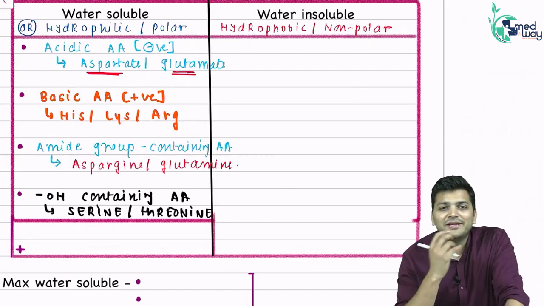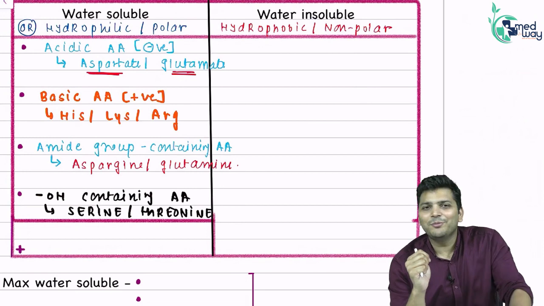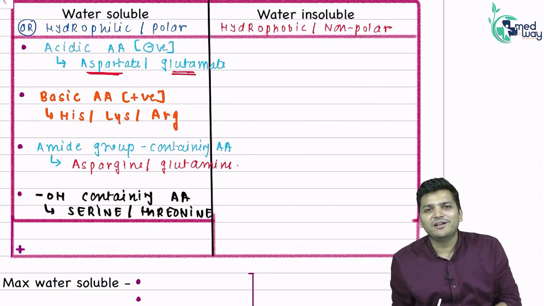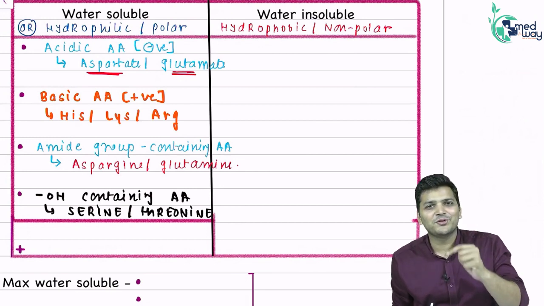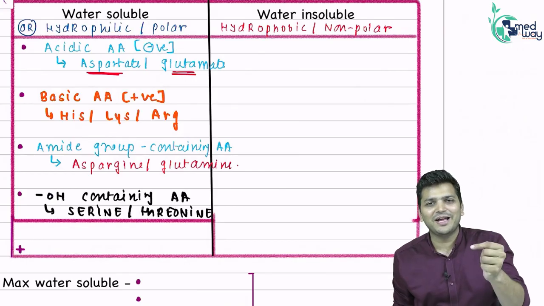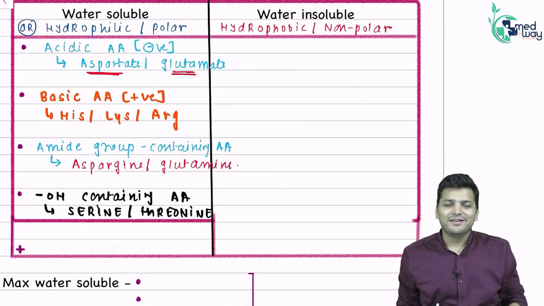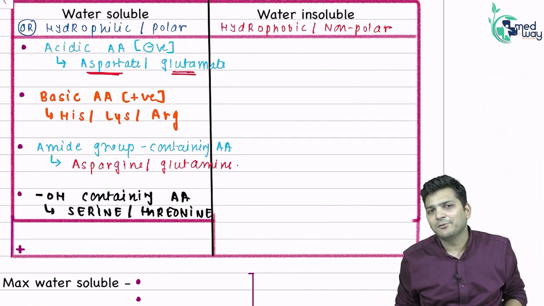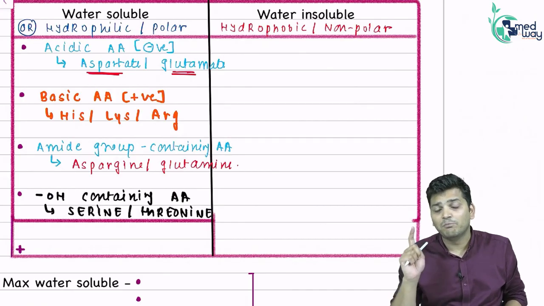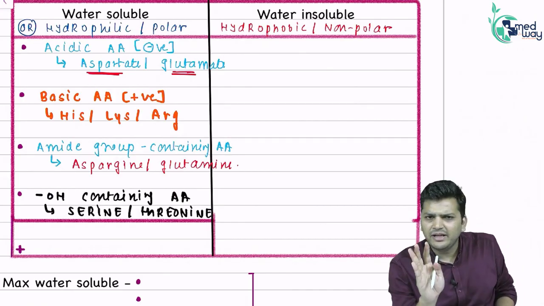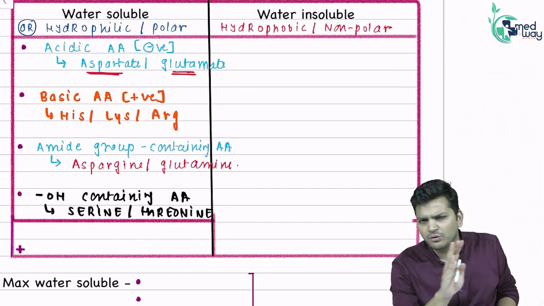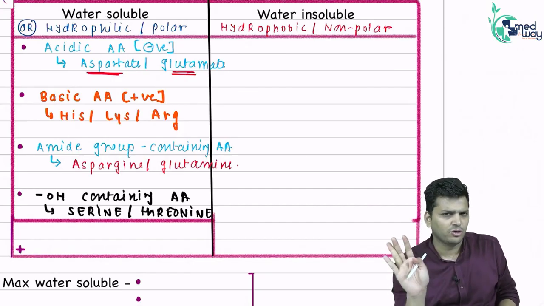Okay, but there is a twist. If you remember, when I told you the alcohol containing amino acids, there was serine, but there was one more amino acid. What was the name of that? Tyrosine. The reason we wrote tyrosine on a separate line at that time is that tyrosine contains an alcohol group, but it is not very water soluble.